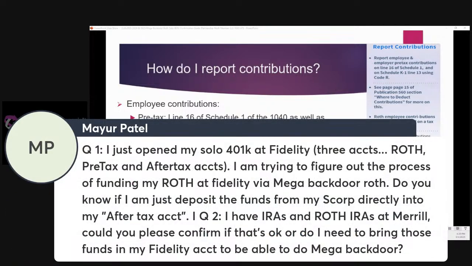Now let's go to question 2. I have IRAs and Roth IRAs at Merrill. Can you please confirm if that's okay, or do I need to bring those funds in my Fidelity account to be able to do the Mega Backdoor Roth? Great question. So the answer is no. One doesn't have to transfer their IRA to the solo 401k to facilitate the Mega Backdoor Roth.